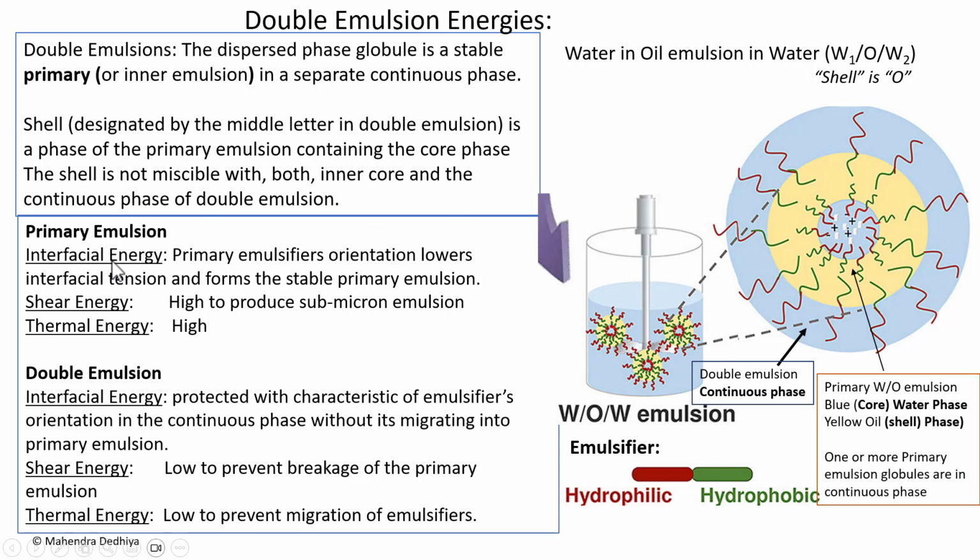The shell phase is not miscible in both the inner core and the continuous phase of the double emulsion. In the primary emulsion, the interfacial energy is provided by the surfactant orientation. It requires high shear energy to produce a submicron emulsion, and high thermal energy. The double emulsion, as shown here, is protected by the emulsifier. The outer emulsifier does not migrate into the primary emulsion. Shear energy is low to prevent breaking down of the primary emulsion. Thermal energy is also low.